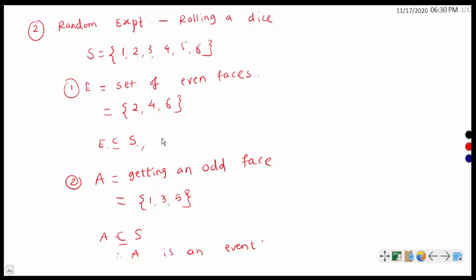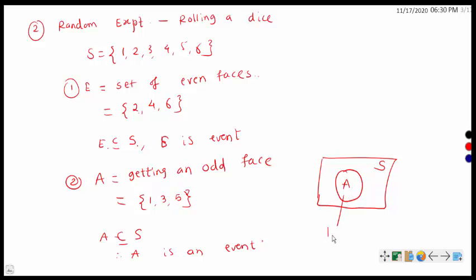Similarly, E is also an event. Event means a subset of a sample space. Event is nothing but a subset of a sample space. Suppose this is the whole sample space denoted by S, and this is A. Then A is an event. An event is a subset of a sample space.